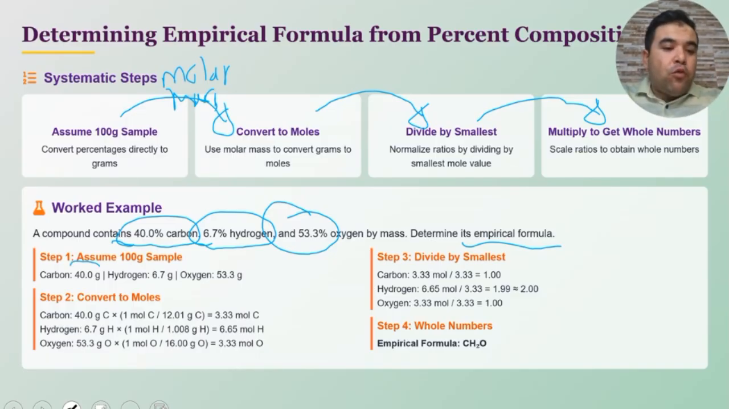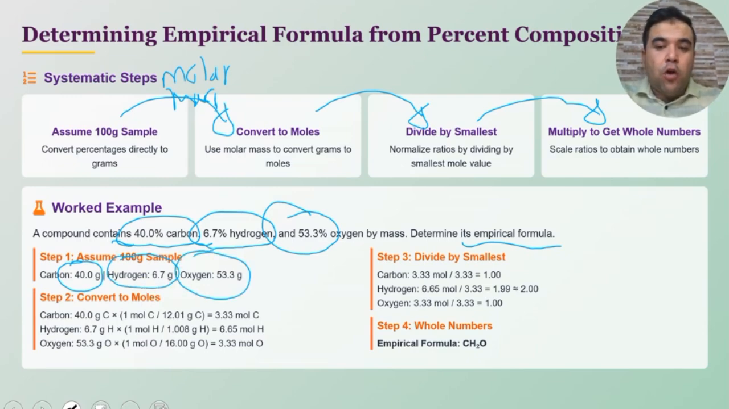So we have 40 grams of carbon, 6.7 grams of hydrogen, and 53.3 grams of oxygen. We will be converting these masses into moles by dividing by the molar masses. As you can see here, we have got the molar masses. 40 divided by 12, we got 3.3. 6.7 divided by 1.001, it's 6.65, and then 53.3 divided by 16, we've got 3.33.